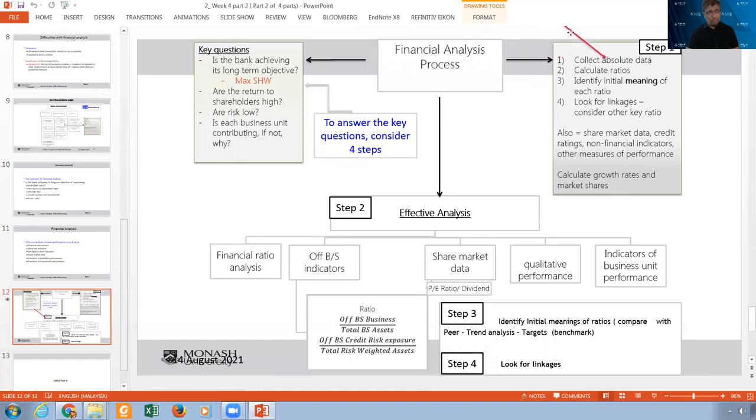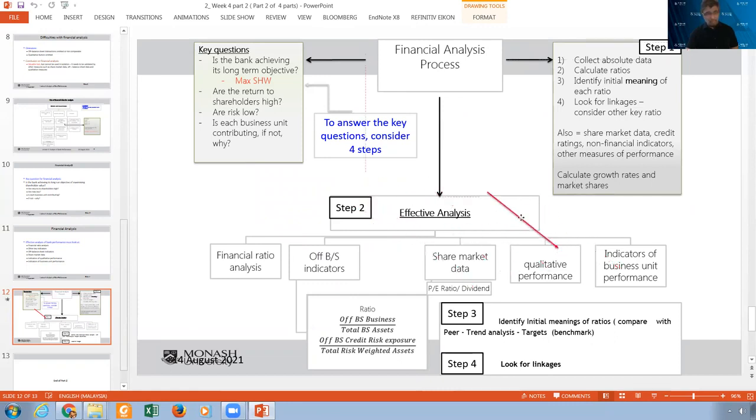So we start with this process. We have to collect absolute data, calculate ratios, identify the meaning of the ratios, and look at linkages. We also have to collect information about share market data, credit rating, non-financial indicators, and other measures of performance, and calculate the growth rates and market shares. So this is the effective analysis. The financial ratios are a very tiny part. We have the balance sheet, the off-balance sheet, and then market data and qualitative indicators of business unit performance.